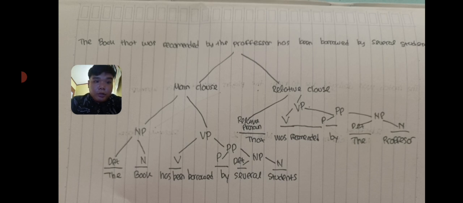In the prepositional phrase, we divide it again into preposition and noun phrase. The preposition is "by," and the noun phrase we go down again into determiner and noun. The determiner is the word "the," and the noun is "professor," as you can see here. So the relative clause is "that was recommended by the professor." Next, number two.